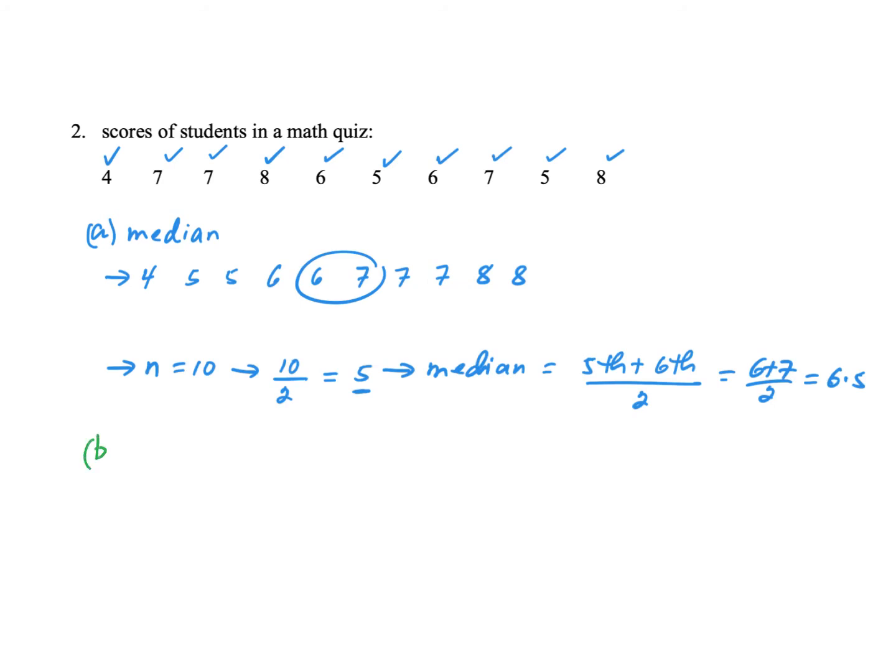For the mode, we see here that the number 7 appears the most number of times. So that will be our mode. So mode equals 7. In this case, we only have one mode, so this data set is called a unimodal data set. And as you know, the prefix uni here means 1. So that's why it's called unimodal.